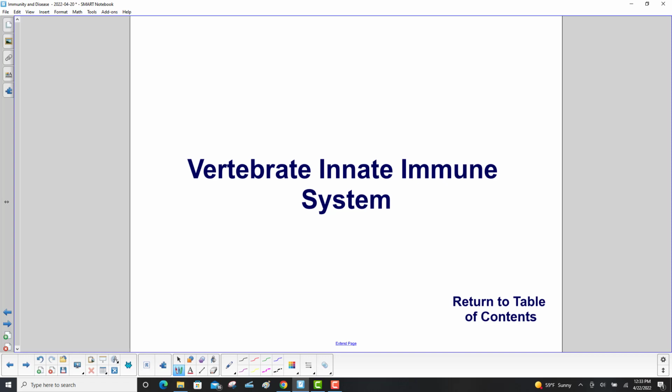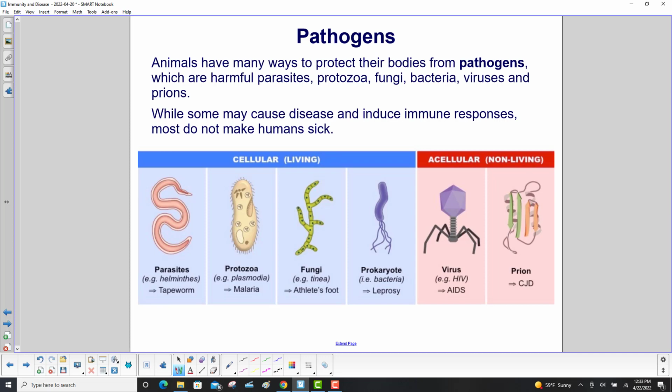Vertebrate innate immune system. Animals have many ways to protect their bodies from pathogens, which are harmful parasites, protozoa, fungi, bacteria, viruses, and prions. While some may cause disease and induce immune responses, most do not make humans sick.